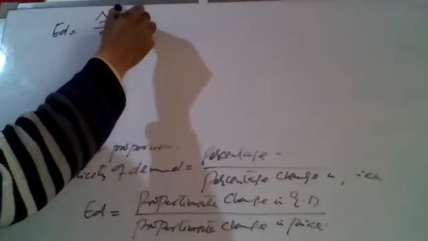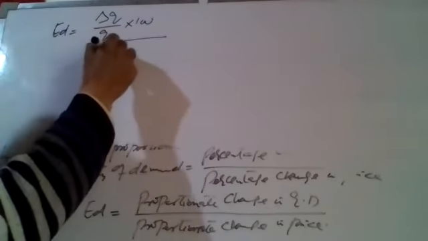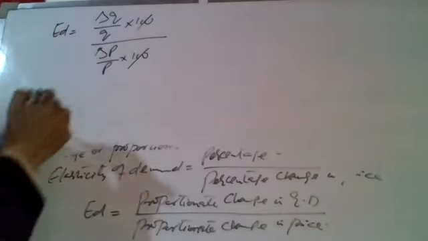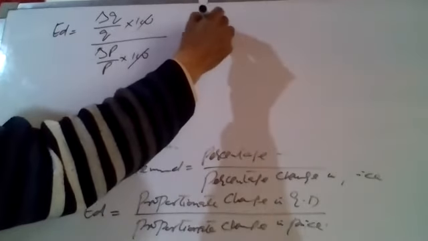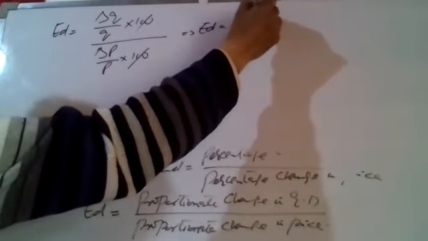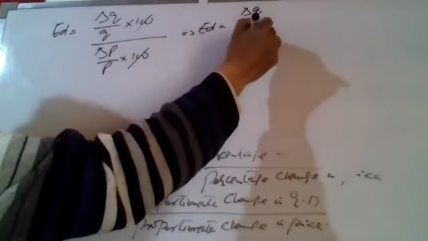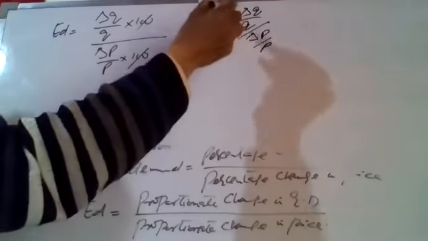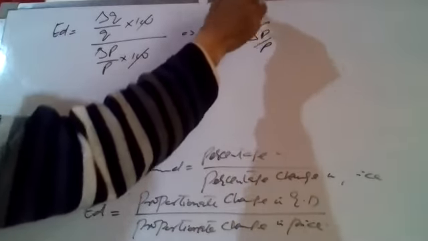We have already discussed how to measure the elasticity of demand. So elasticity of demand is equal to delta Q by Q into 100, the percentage change in quantity demand, divided by delta P by P into 100. 100 and 100 will get cancelled. Here it becomes elasticity of demand is equal to delta Q by Q upon delta P by P. So this is proportionate change in quantity demand divided by proportionate change in price.